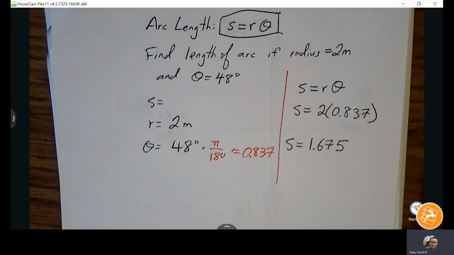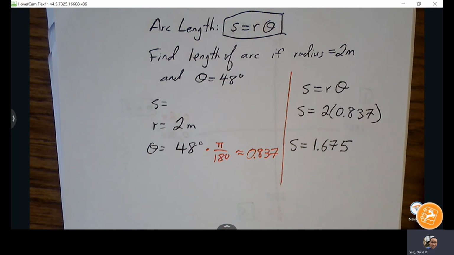Okay, do you guys get that for s for arc length? What's the unit that we have to use for arc length? Good. It's always matching the same units as the radius, right? No degree, no radian.